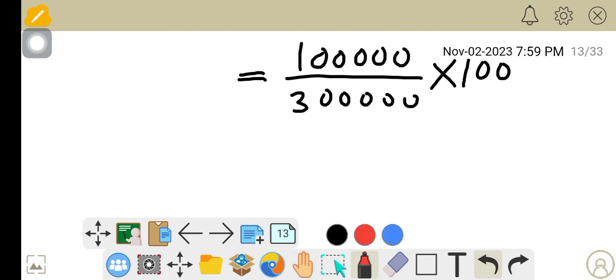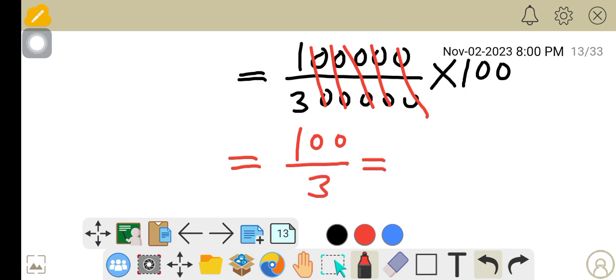We need to solve it. All zeros will be cancelled. We have only 1 by 3 into 100, so it will be 100 by 3, and it is 33 1 by 3%. So Mr. Gupta got a profit of 33 1 by 3%.